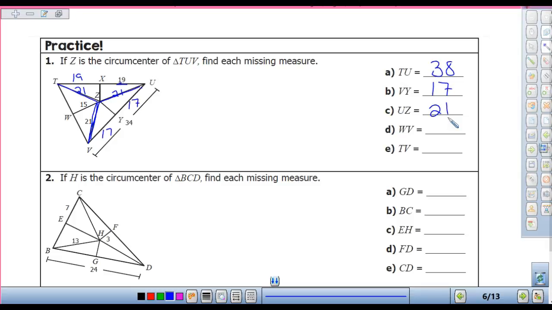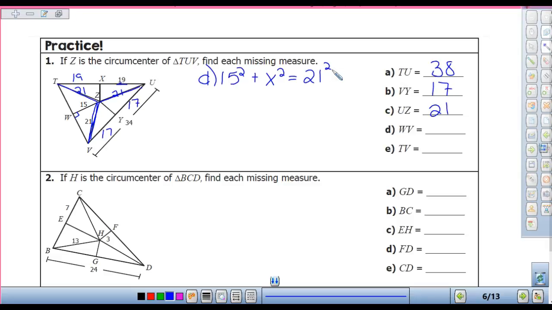But now what's WZ? You can figure it out, because we know that this is a right angle. We do know that because it's a circumcenter. We have perpendicular bisectors, so we know that's a right angle. So if I have a right triangle, what can I use? The Pythagorean theorem. So for part D, we can go 15 squared plus x squared equals 21 squared.